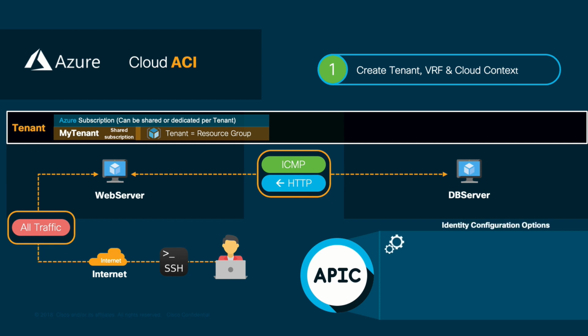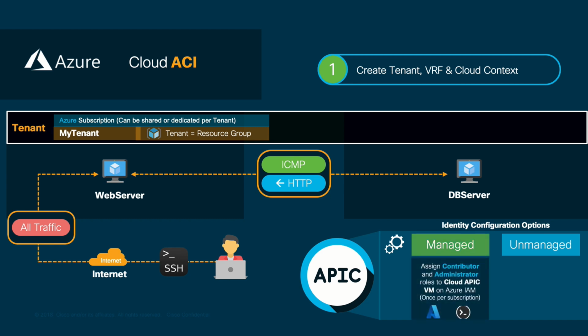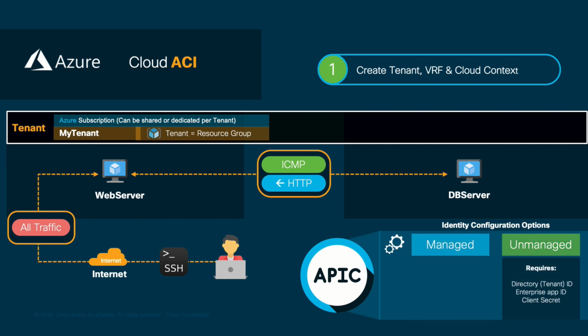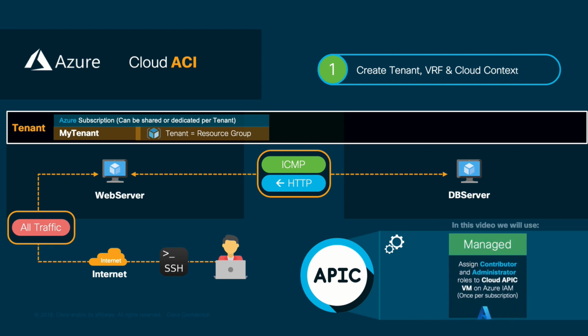We can accomplish this through managed or unmanaged identity configuration. In managed, you just need to assign the contributor and user access administrator role to the Cloud APIC VM. And you can configure it either through the IAM GUI or through Azure Shell. On the other hand, if we go with unmanaged, further requirements we will not cover today are needed. In our case, we will go with the managed option using the GUI.